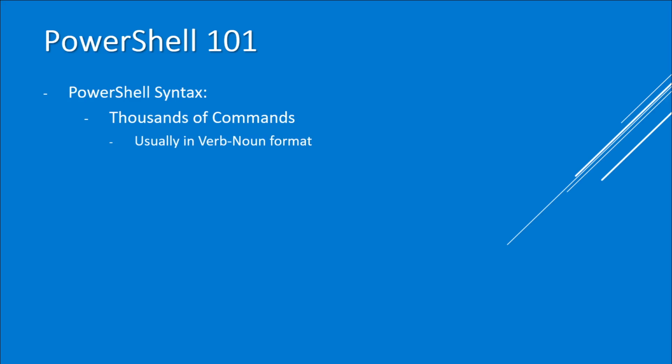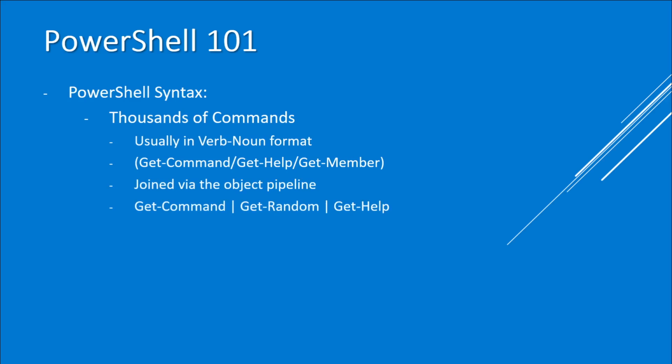The Trinity of discoverability: get-command, get-help, get-member. Show me what I can run, help me understand how to use it, and show me what an object can do. These commands are often joined via the object pipeline. A good example of this might be something like get-command, pipe to get-random, pipe to get-help. Get all of my commands, pick a random one, get help about it.